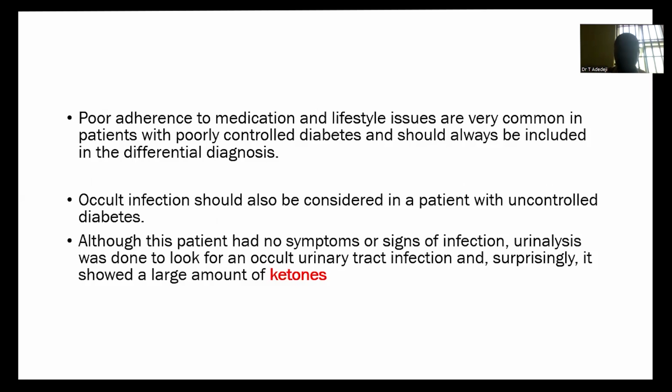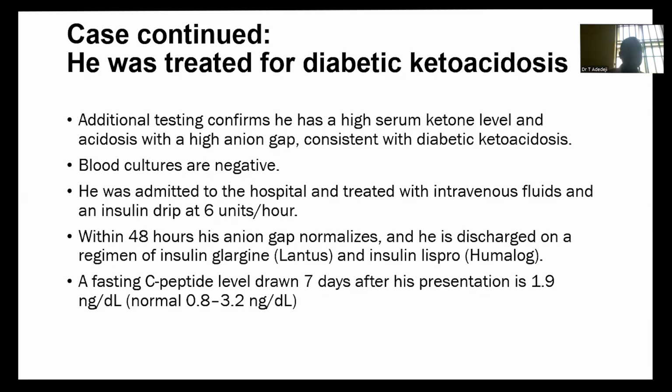Infection should also be considered in a patient with uncontrolled diabetes. Although this patient had no symptoms or signs of infection, urinalysis was done to look for a possible upper urinary tract infection, and surprisingly, it showed a large amount of ketone bodies.